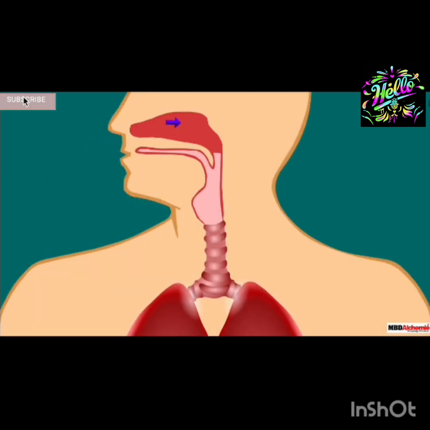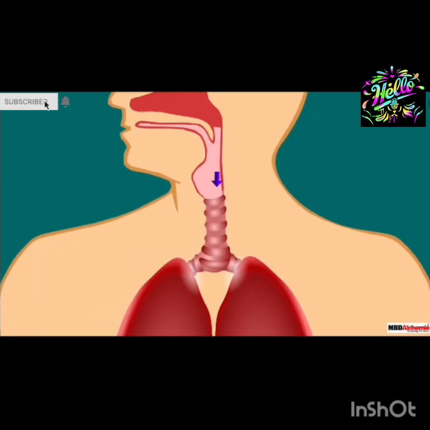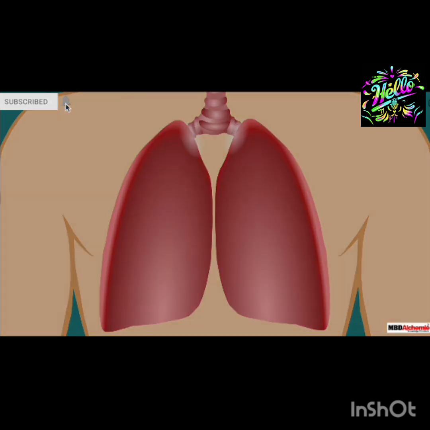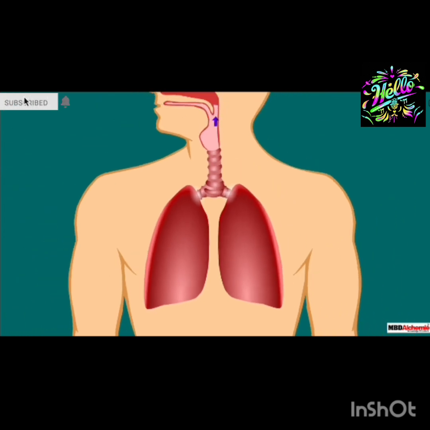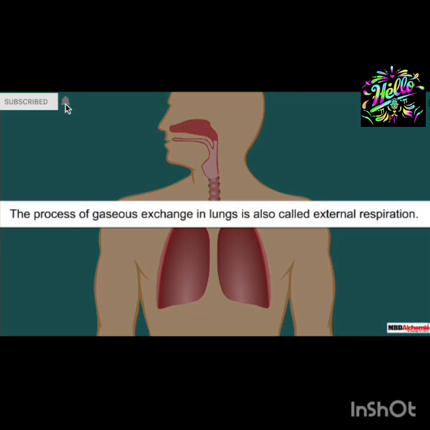After inhaling oxygen-rich air, it is transported to the lungs, where blood vessels absorb oxygen and release carbon dioxide. The carbon dioxide is then transported out of the lungs and expelled through the nose. This process of gaseous exchange in the lungs is also called external respiration.